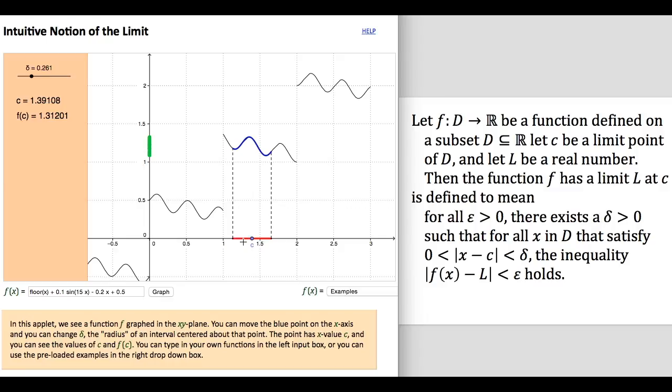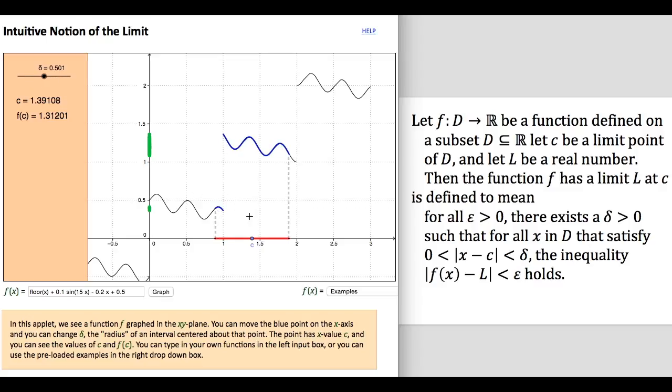So delta is on the x-axis. That's this bar that we've been adjusting. So if delta here is, let's put it to an easy number, about 0.5. Let's move C here to 1.5. We can see that this goes up 0.5 and it goes down 0.5. So this is kind of like a radius idea.